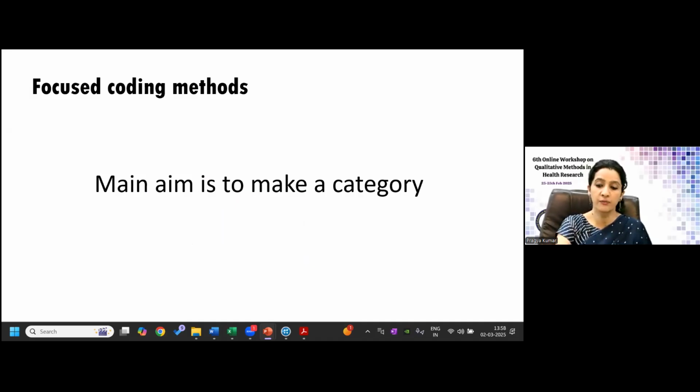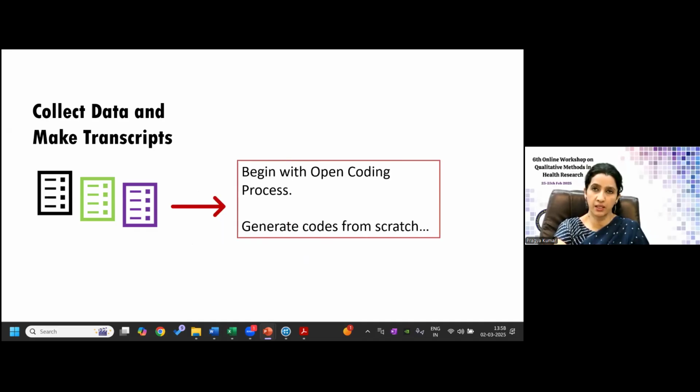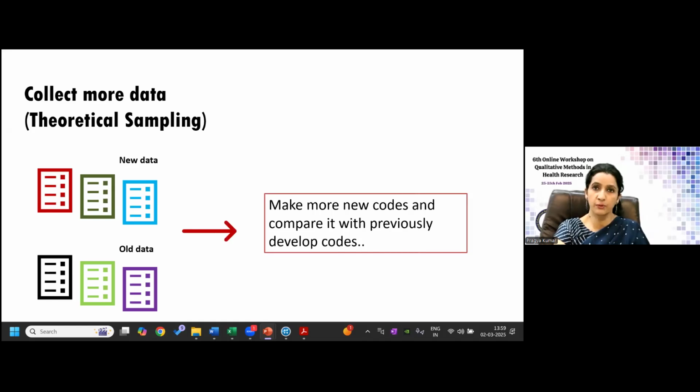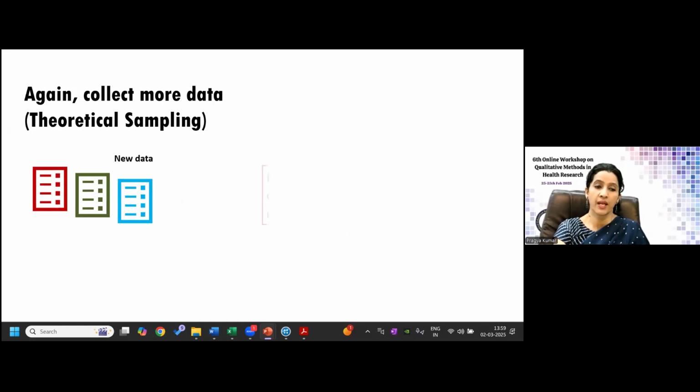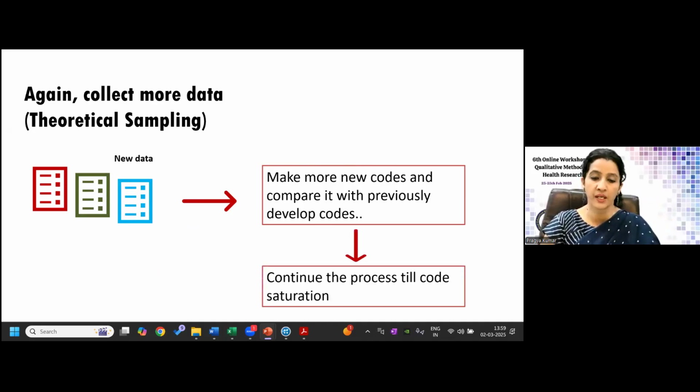This is known as the focused coding method. As you collect the data for the transcript, you read and reread the transcript, you start with the open coding process, and you generate the codes from the start, the way we have seen with inductive coding. The more data you collect, the more codes you make and compare with the previous codes. Then again you make new codes, you see your existing ones, and you try to merge those similar-looking codes into one category. And you continue this process until there is code saturation.